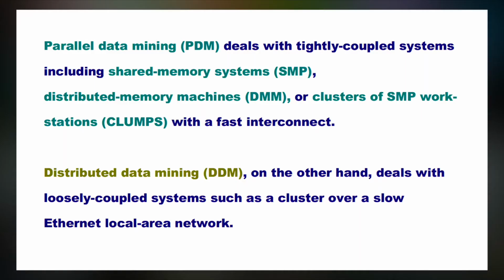Now we have a good idea about what data mining is, what parallel data mining is, and how it is applied. Let me give you a summary. Parallel data mining deals with tightly coupled systems including shared memory systems, that is SMP, distributed memory machines DMM, or clusters of SMP workstations called clumps with a fast interconnect. DDM, on the other hand, deals with loosely coupled systems such as clusters over a slow Ethernet local area network. It also includes geographically distributed sites over a wide area network like the internet.